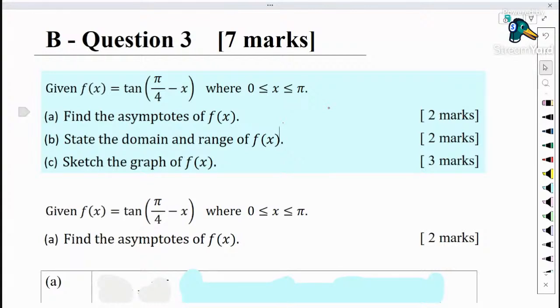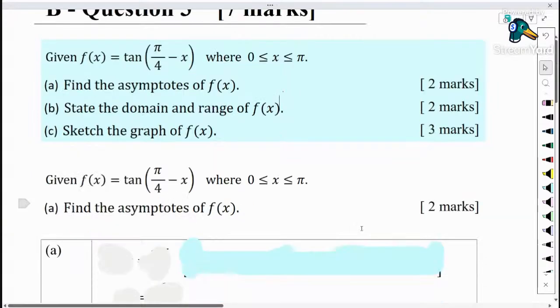Where the condition for x is 0 until pi, because the condition of x is not necessarily the domain of the function. It's just the condition that we want to refer to for the graph or for the functions. A, they want us to find the asymptote. B, they want us to state the domain and range for f(x) and also sketch the graph. So how we get this answer here is that, let us see the result. Go on.